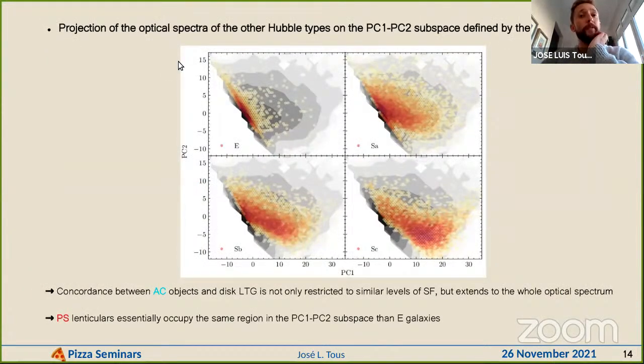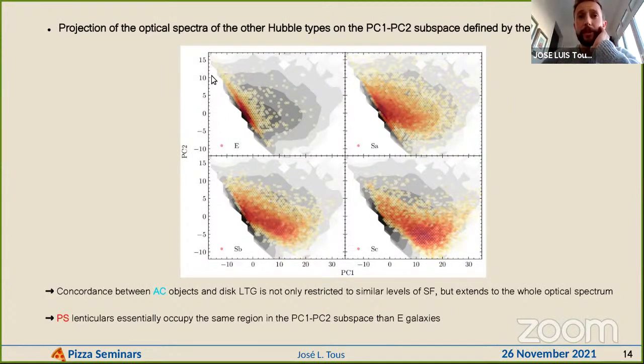So a final result from 2020 would be the one I am showing you in this plot. Here in gray, these are density contours of data points that show the distribution of our sample of S0 galaxies. And on top of that, I have overplotted a random sample of around 10,000 spectra of each of the other main Hubble types, using the same principal components of our lenticular galaxies to project them, right?